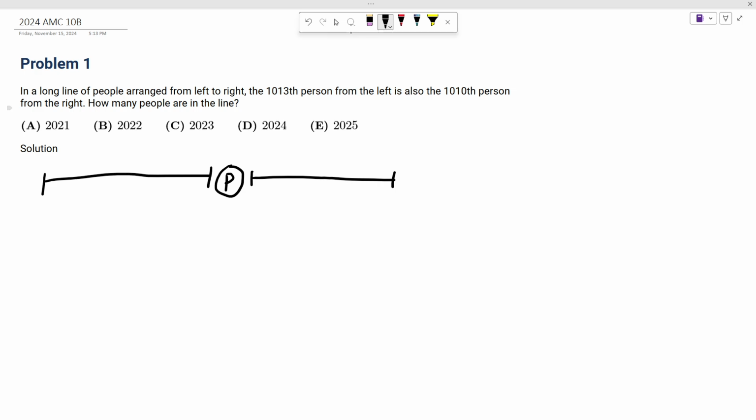If they're the 1013th person from the left, that means there's 1012 people before them. If they're the 1010th person from the right, that means there was 1009 people before them. So now we can figure out how many people are in there. It's just 1012 plus the person themselves plus 1009, which is equal to 2022.